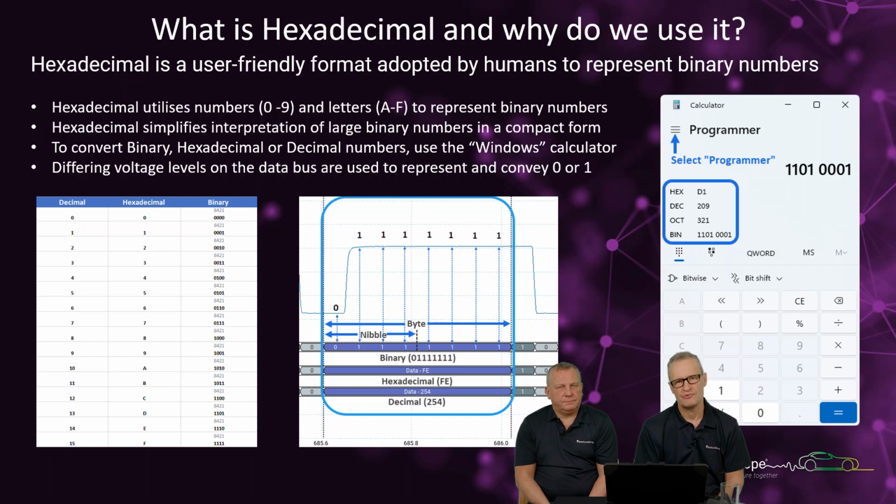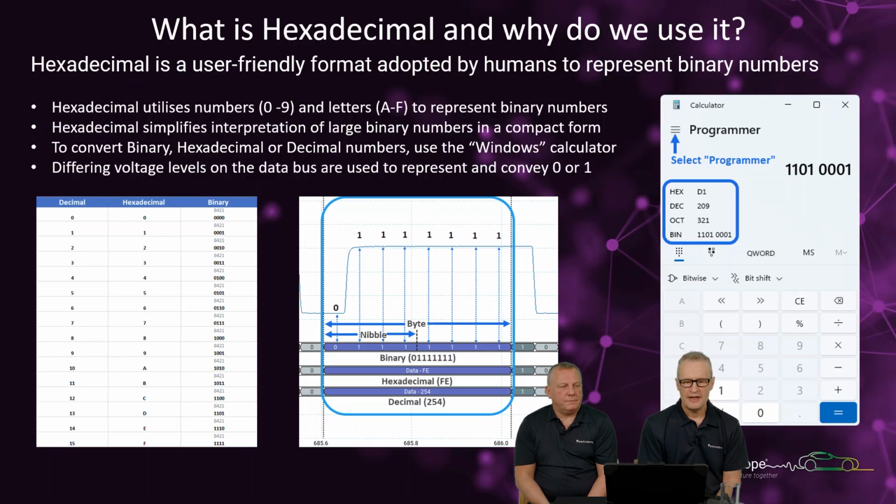It's easier to read. You have to get your head around the counting process, but I'll just go through it quickly here. So hexadecimal utilises numbers 0 to 9, but then rather than going to 10, we use letters A to F thereafter to represent binary numbers. It simplifies interpretation of large numbers into a compact form.